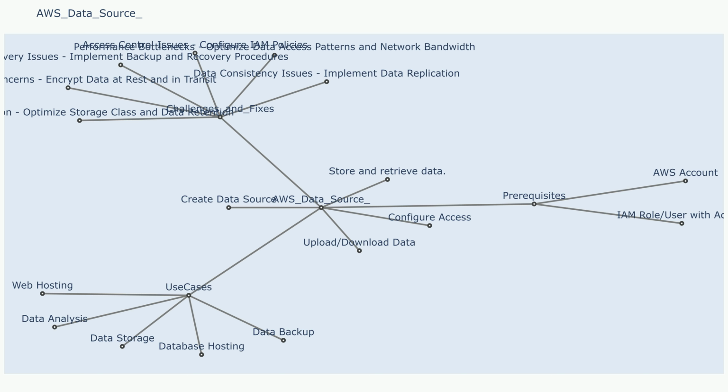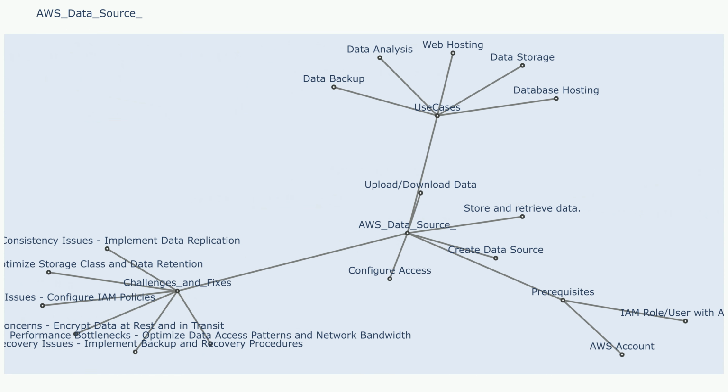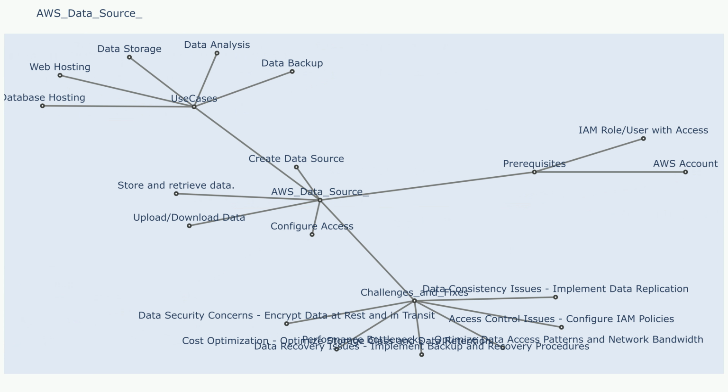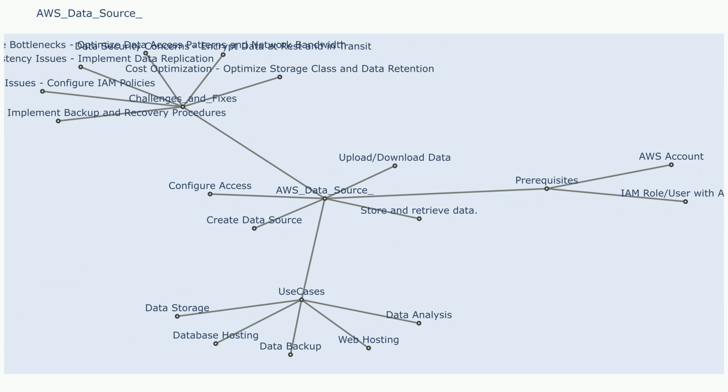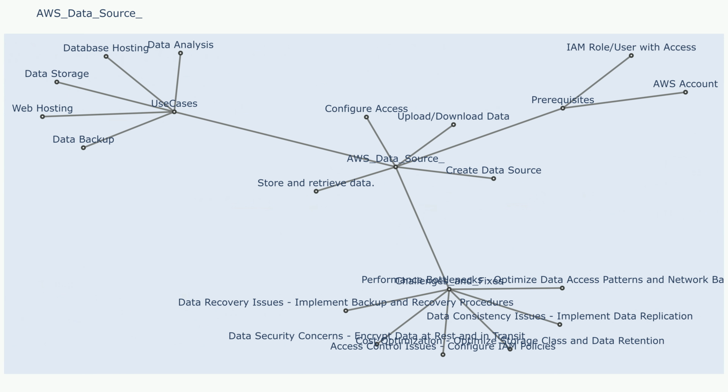AWS Data Source Description. Data sources are services that store and retrieve data. They provide the foundation for data-driven applications and workflows within the AWS ecosystem. Prerequisites: AWS account. You need an active AWS account to access and utilize AWS data sources.